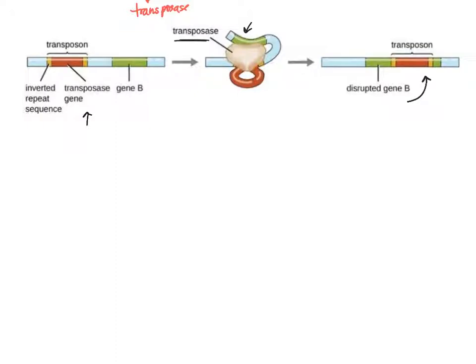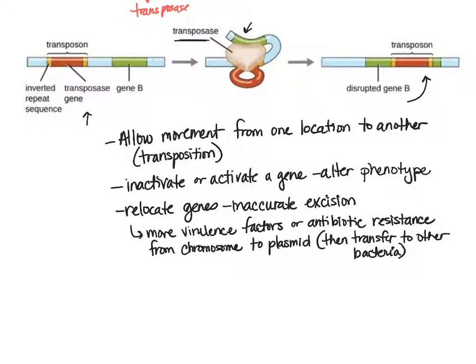So what we see is that it is going to relocate genes, it'll disrupt genes, and when it disrupts or relocates genes, then it's going to change the phenotype. And again, the reason it's important that it can inactivate or activate a gene is because it can alter this phenotype. And the ways that it can alter the phenotype are that it can make more virulence factors, so it can adjust the virulence of the bacteria, or it can confer antibiotic resistance. So then it can move genes from the chromosome to a plasmid, for example. So if there are genes on the chromosome and this transposon is in the chromosome, it can take those genes and move them to a plasmid. And then if it's moved to the plasmid, they can be transferred to other bacteria through one of the horizontal gene transfer methods that we saw.